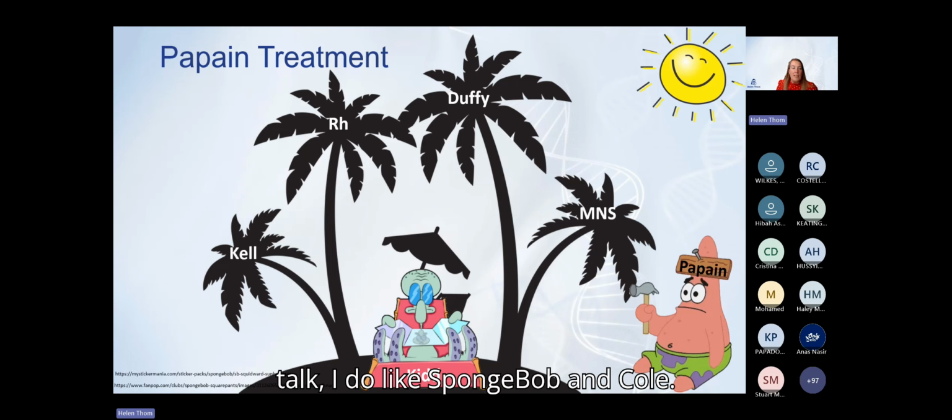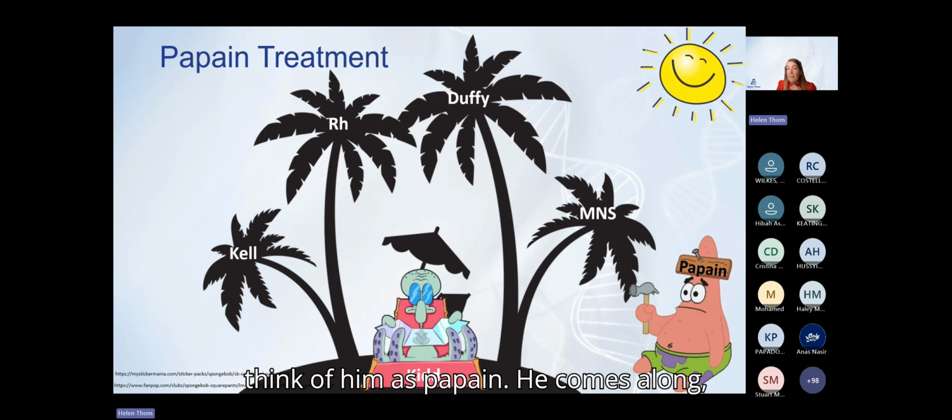Moving on to papain, as you've probably discovered from the previous talk, I do like SpongeBob and co. So how I would describe papain treatment is, when you are doing an IAT, you've obviously got all of the antigens on the red cell, but to get those enhanced reactions, the best way to get an increased strength of reaction is to remove some of the antigens from the red cell. And this is what happens when you're papainizing your cells. You're actually getting rid of your Duffy and your M, N, and S's.